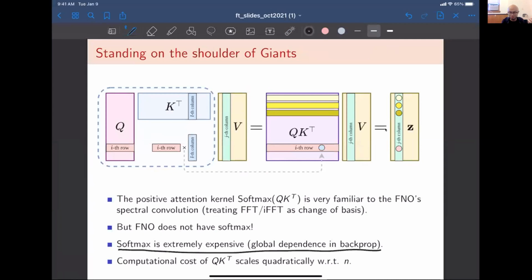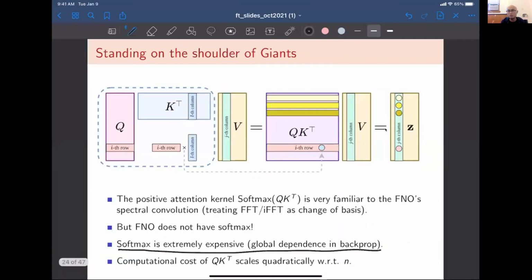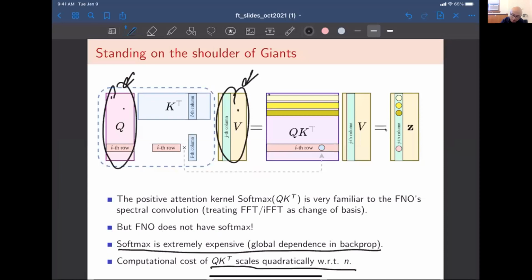Because if we have this learnable Fourier transform, why not we just use the Fourier neural operators architecture? Because Fourier neural operator doesn't have softmax, and in the spectral convolution they have this matrix and this matrix non-trainable. If we view Fourier transform as a change of basis, then pretty much these two matrices are just non-trainable, and it has a complex part and a real part. That's it.